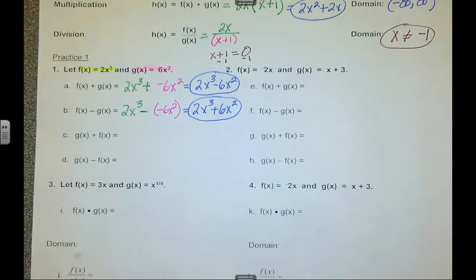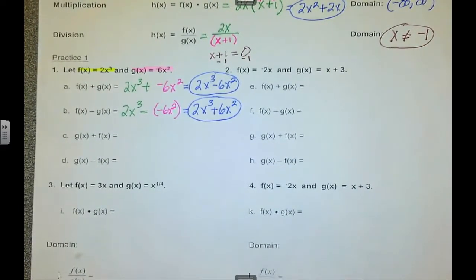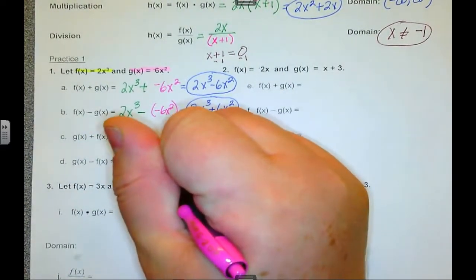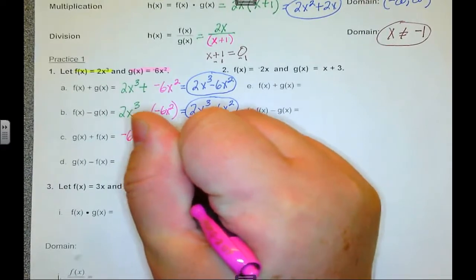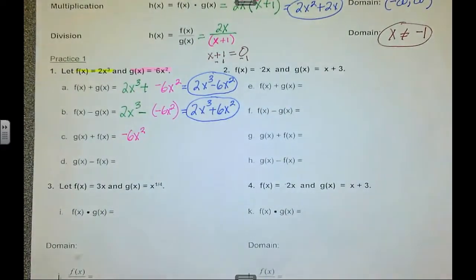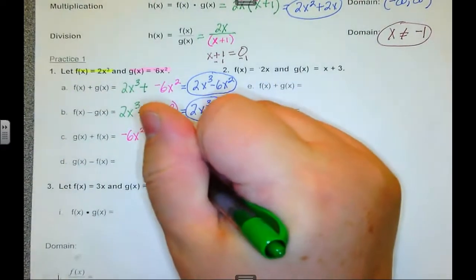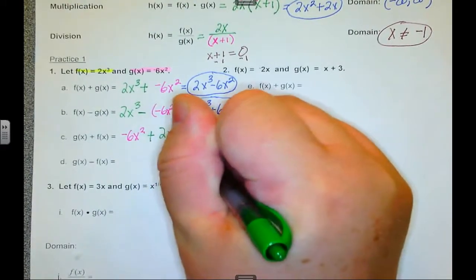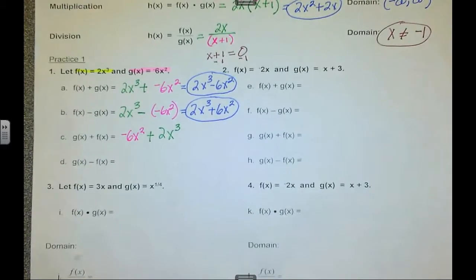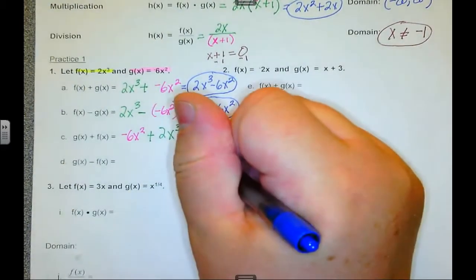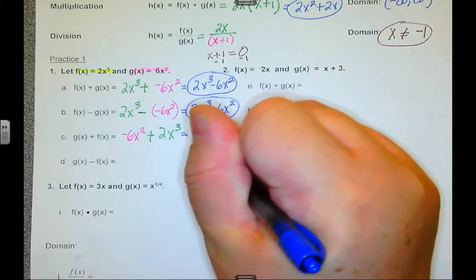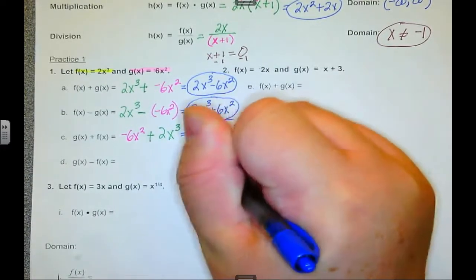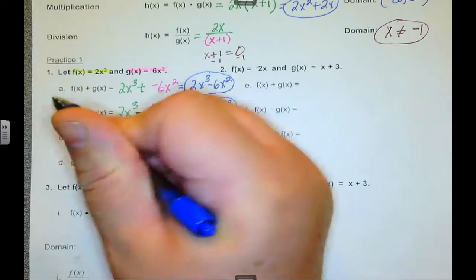Okay, they want us to switch the order. So we're going to do g of x first, which is negative 6x squared, plus the f of x, which is 2x cubed. Put it in standard form. 2x cubed minus 6x squared. Hey, look at that. These two are the same.